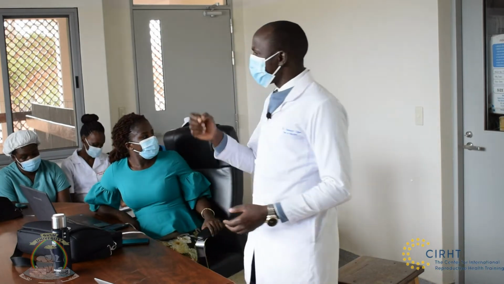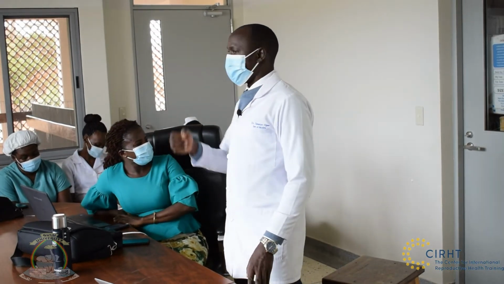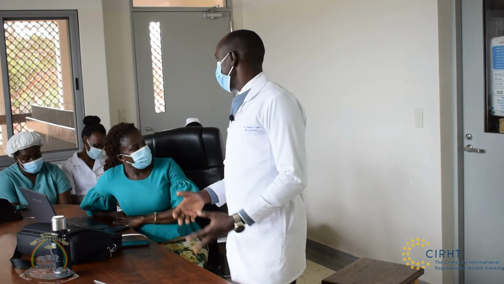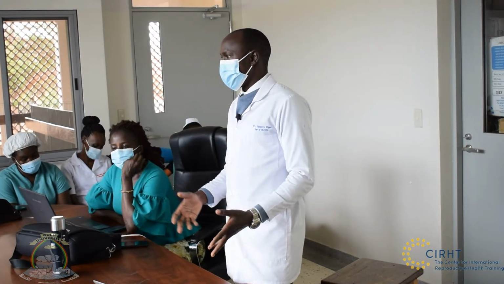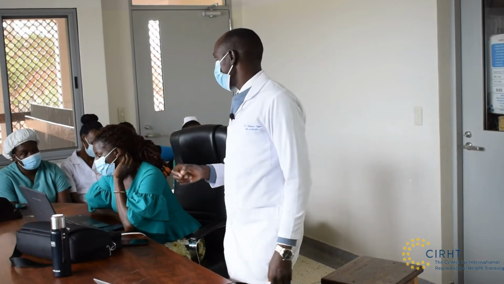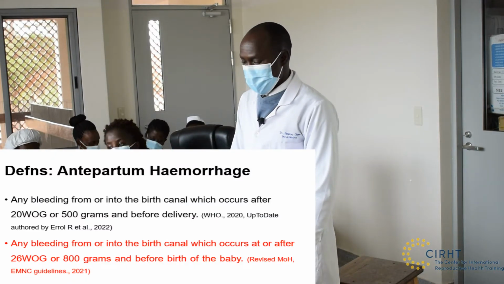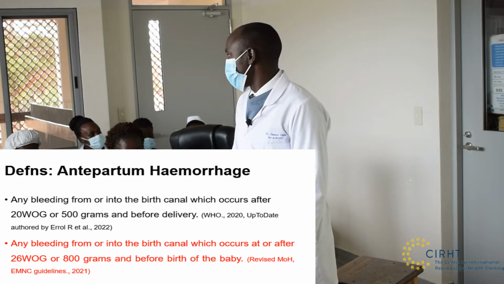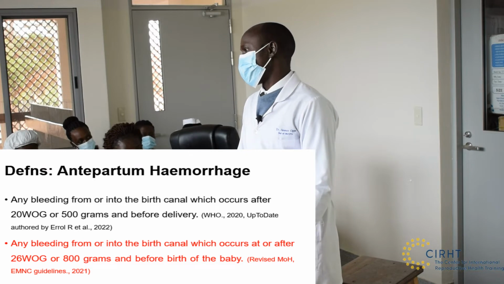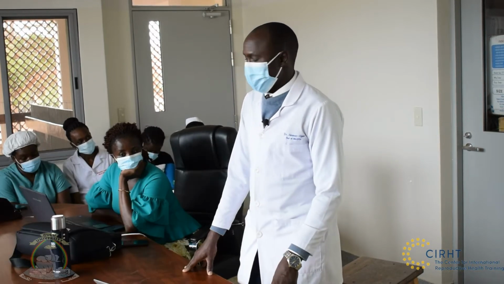Different countries tend to define antepartum haemorrhage differently. That's why it is important for us to appreciate that Uganda is adopting a new definition, because we lowered the weeks of viability for our fetus to 26 weeks of gestation. That modifies our definition for our country, Uganda. In other countries like Egypt, the cutoff may be 24 weeks of gestation. In the US and developed countries, it is 20 weeks of gestation, because that's their weeks of viability for the fetus if born. So for Uganda, antepartum haemorrhage is any bleeding from or into the birth canal, which occurs at or after 26 weeks of gestation, or when the fetus weighs about 800 grams, and this occurs before birth of the baby.